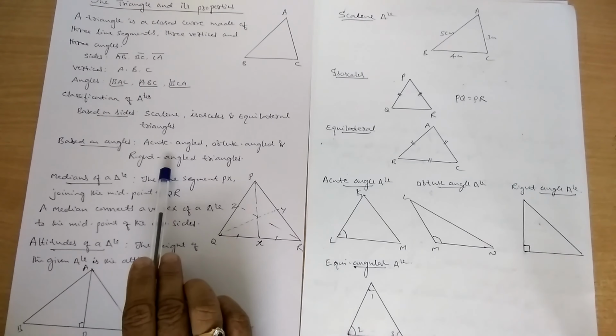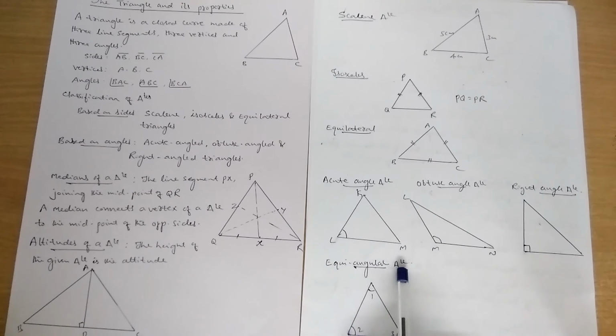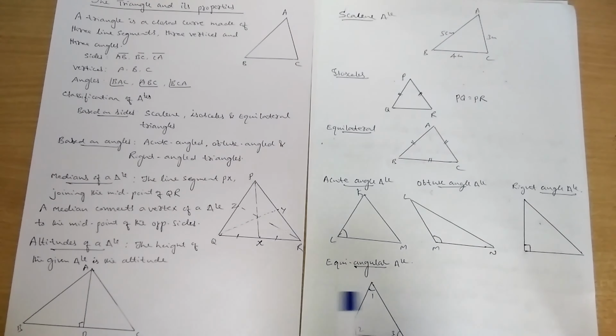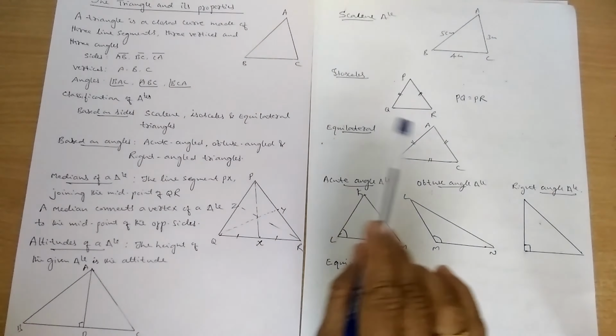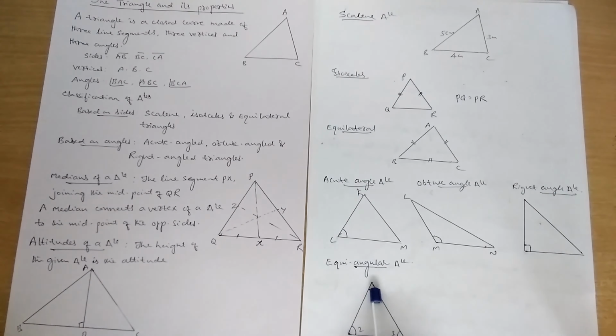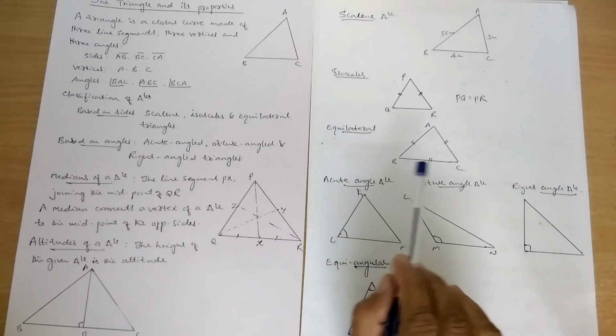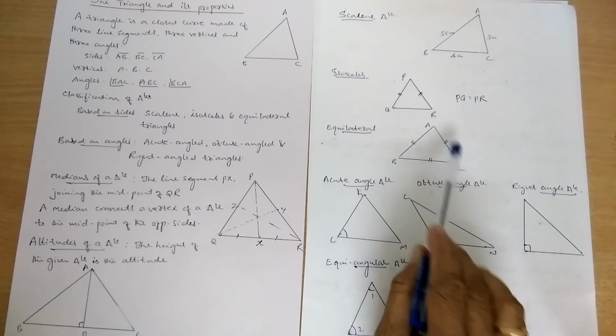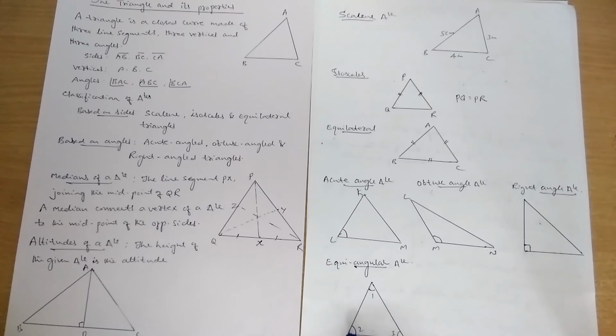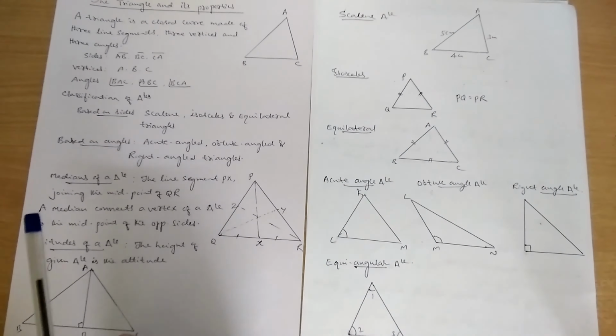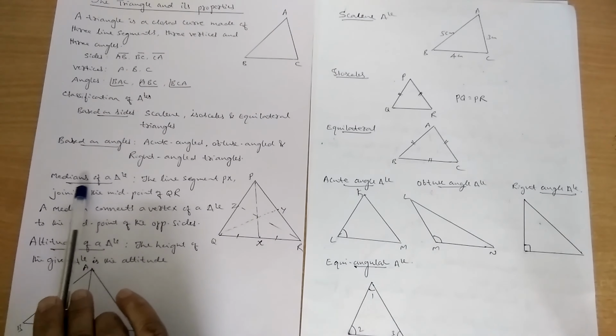Another triangle is the equiangular triangle. If all the angles are of equal measure, then the triangle is called an equiangular triangle. One is equilateral, which means all the three sides are equal. Here all the three angles are equal. That means, in general, if all the three sides are of equal measure, certainly all the three angles will also be equal.